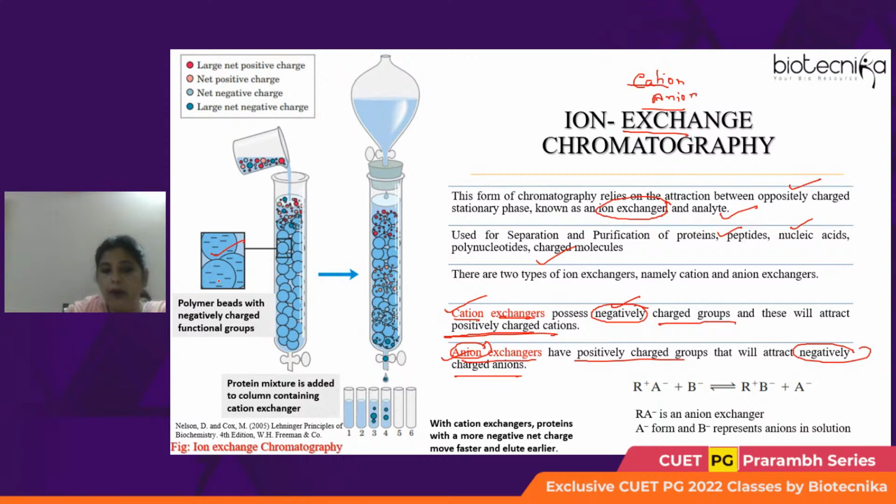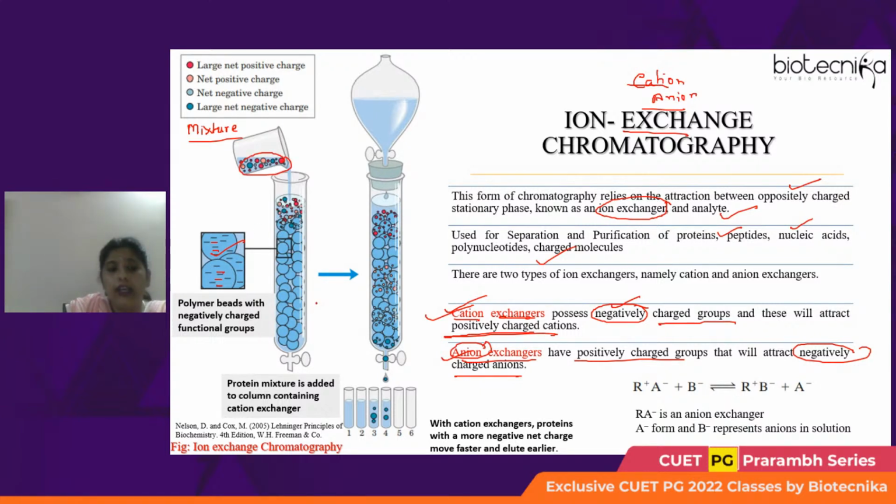So here I'm talking about the negatively charged functional group, that is, I'm talking about a cation exchanger. You can see these beads have negatively charged groups, and let's say this is my mixture which has the components I want to separate. What I am separating here are proteins. Now you know the building blocks of proteins are amino acids, right? So the net charge on the protein can be positive or negative, depending upon what amino acids are there in the protein. So what will happen when you are adding the mixture?